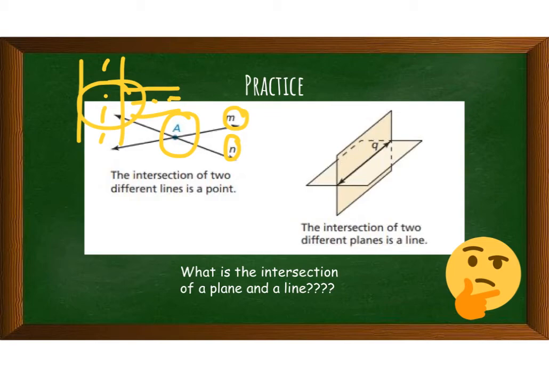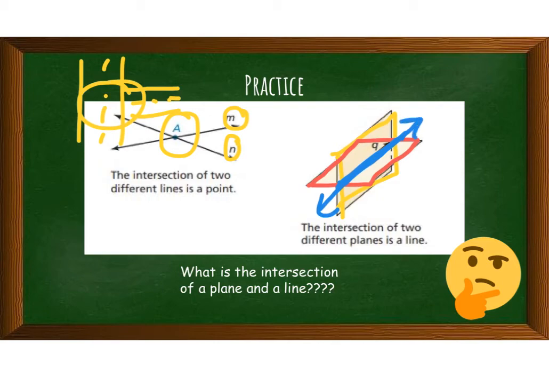Now the intersection of two different planes is a line, okay? So we've got a plane going up and down, this one. And then we've also got a plane right here. Now they intersect at this line, which is called Q. And this line Q is actually going to go on forever in this direction.